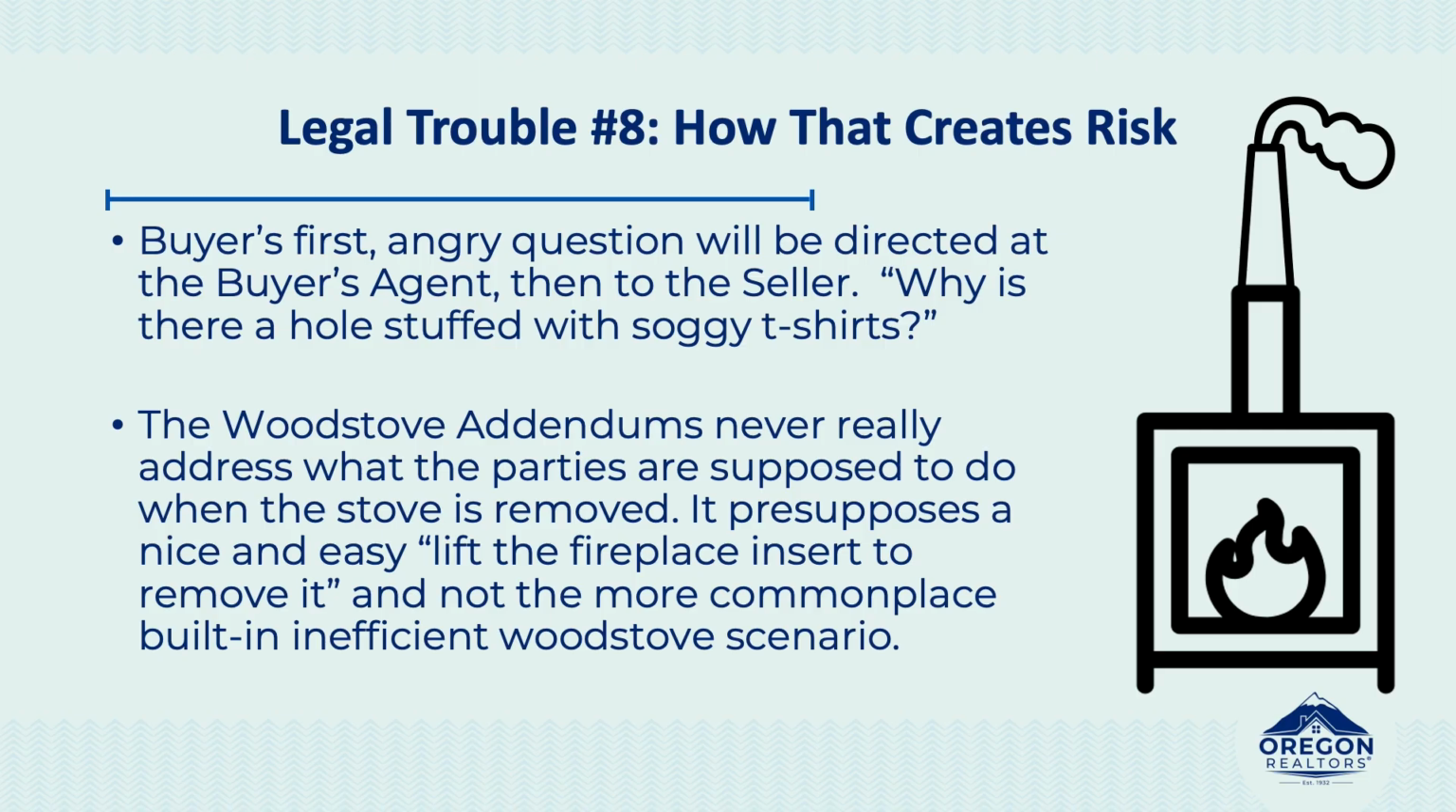The contract generally presupposes that there's some nice, easy, like lift the fireplace insert and remove it, but that's not necessarily the way it's always going to work. If you have an inefficient wood stove that actually has a stovepipe, there's sometimes going to be a hole in the ceiling that no one ever addresses, or there's going to be carpeting around the wood stove at the floor that's just missing. A large wooden space or a bricked out space on the floor that has nothing there. So you do need to consider those problems.